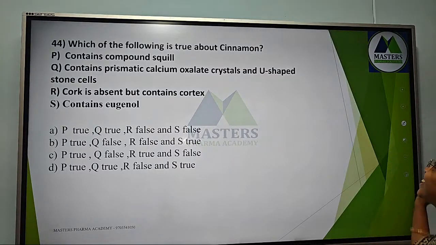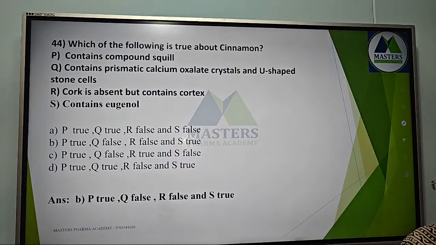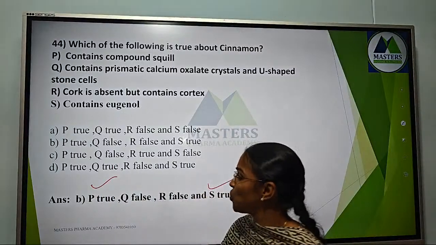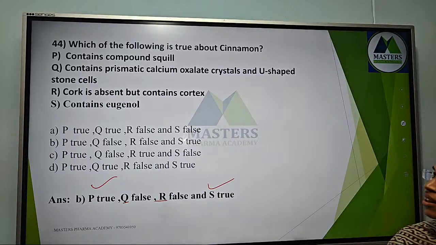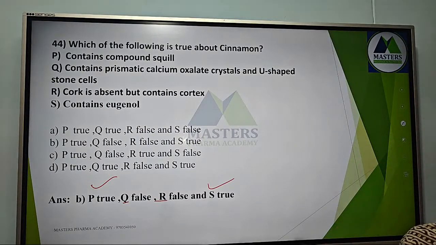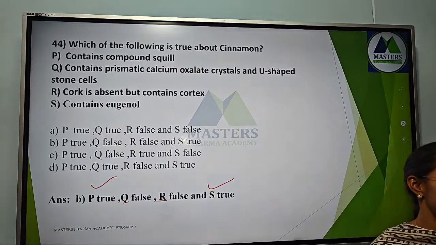No clue, right? And the right option is option B. P true, Q is false and R is false and S is true. Okay. P and S are true, but Q and R are false. So cinnamon contains compound quill and it contains eugenol. And it does not contain calcium oxalate crystals, and cork is absent, cortex is present is also wrong. Okay. It contains both cork and cortex. Cinnamon.